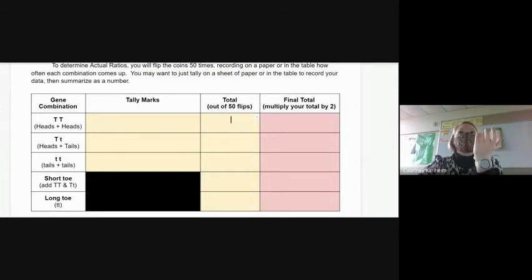Because it's only 50 and not 100, you're going to multiply by 2 to get it out of 100%. So I'm not making you flip it 100 times, basically what I'm saying. So you might only get like 10 here, 35 here, and then I don't even know the rest. 55 there, and then you just multiply it by 2. Well, no, sorry. 55 is more than 50. I can't math in my head.